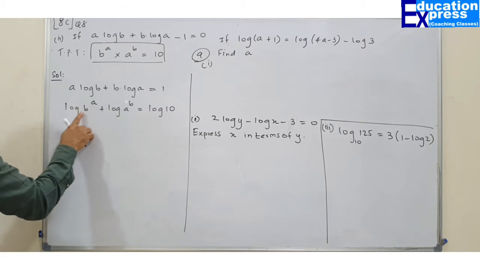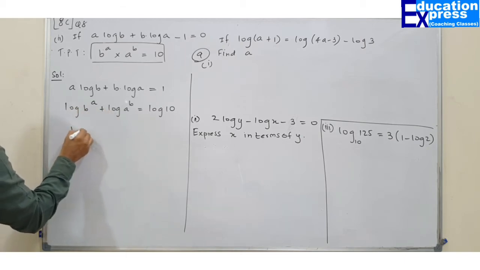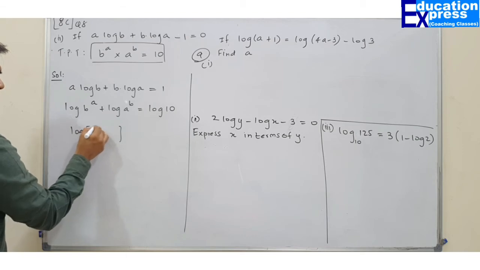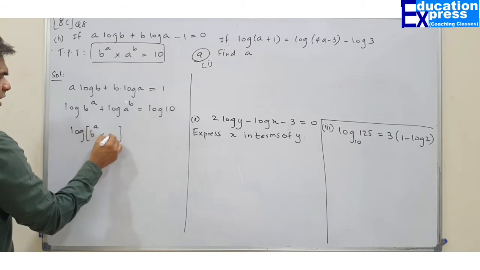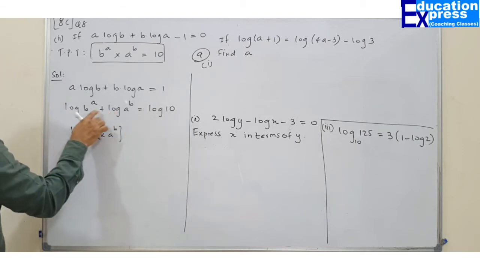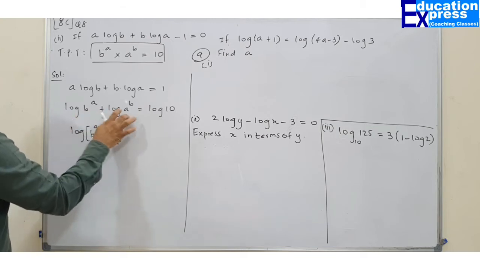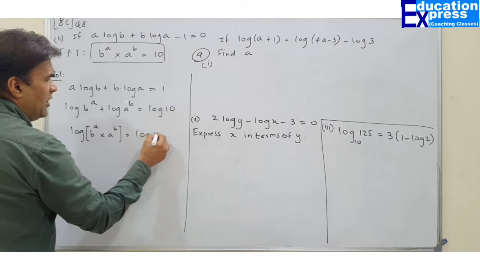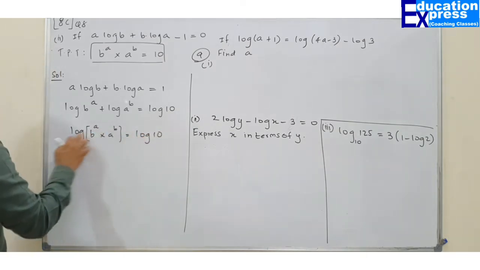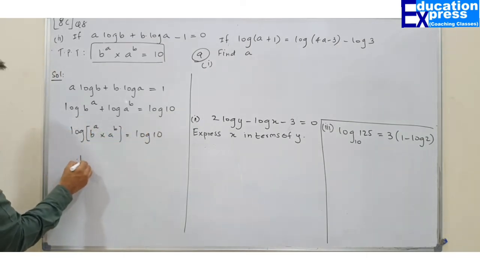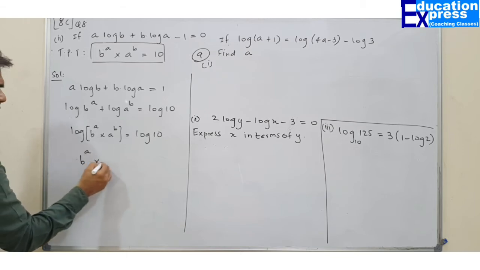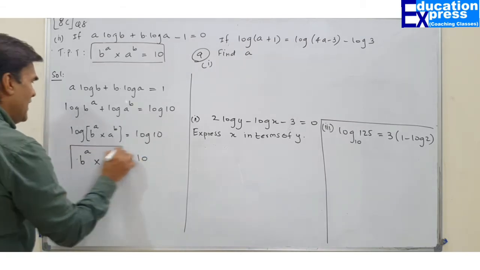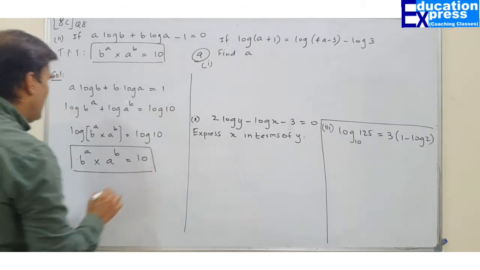What is the formula for log a plus log b? Log a plus log b is log ab. So, b raised to a into a raised to b, the product of these two, will be equal to log 10. Now, if you remove log from both sides, you get b raised to a into a raised to b equals 10. So we have already proved it.